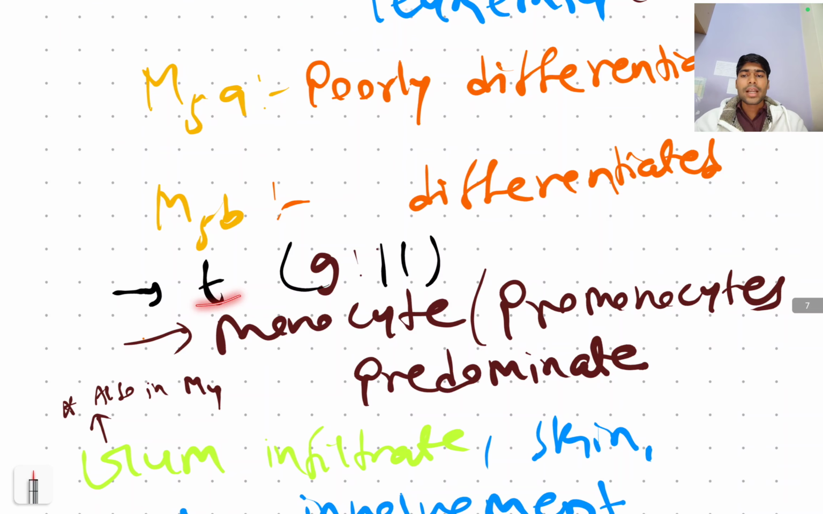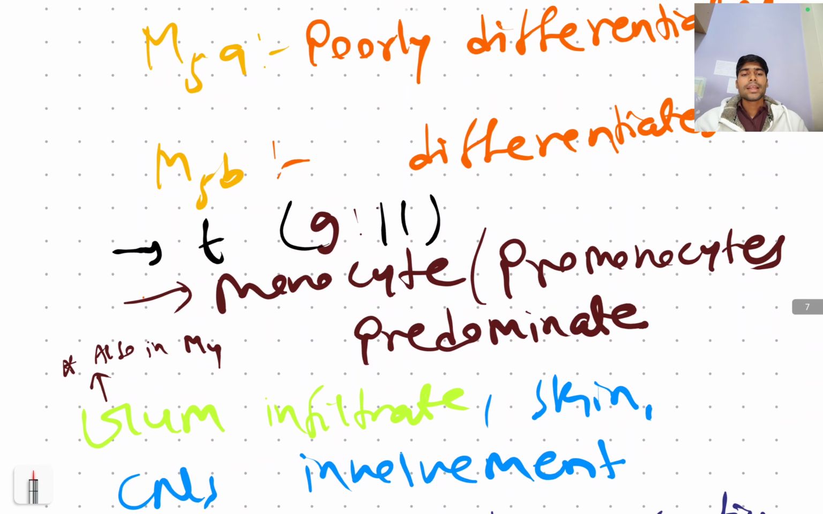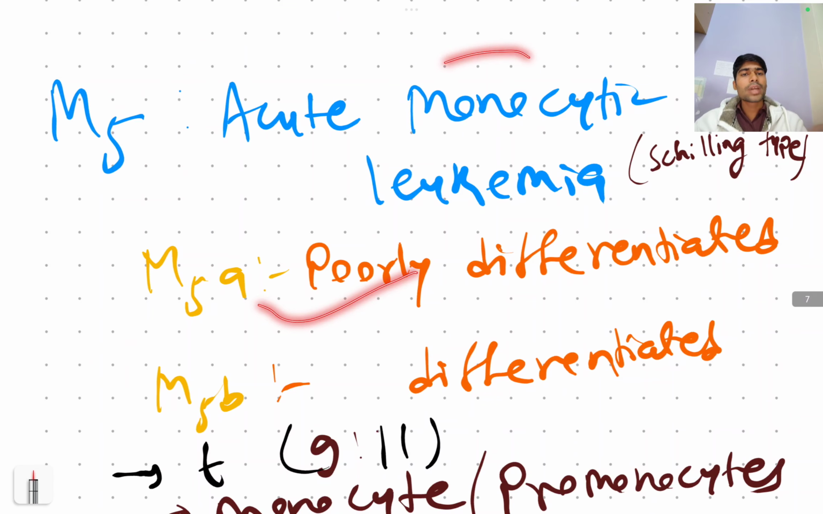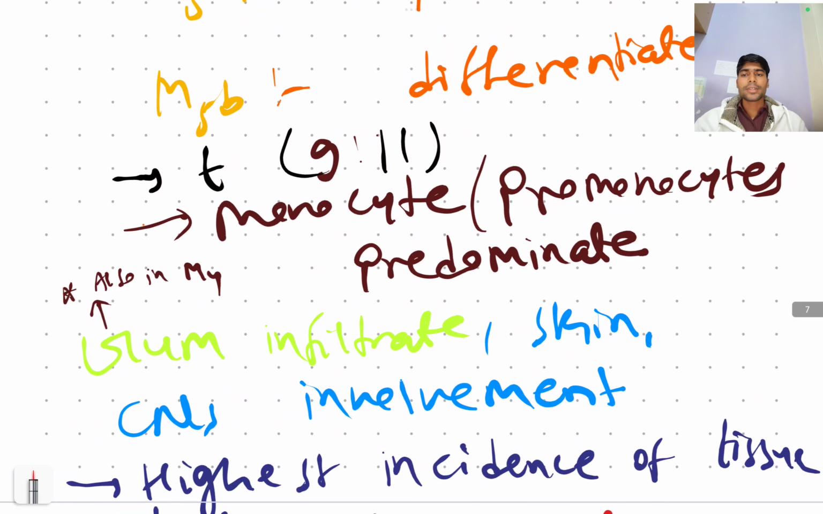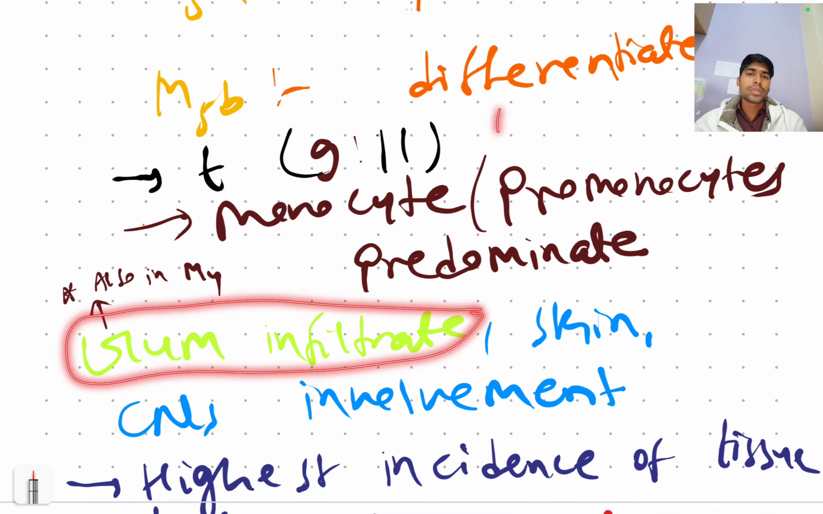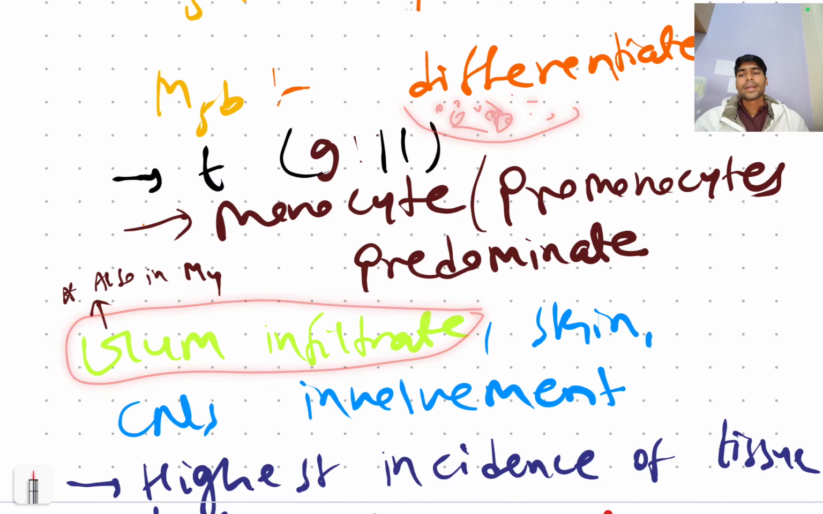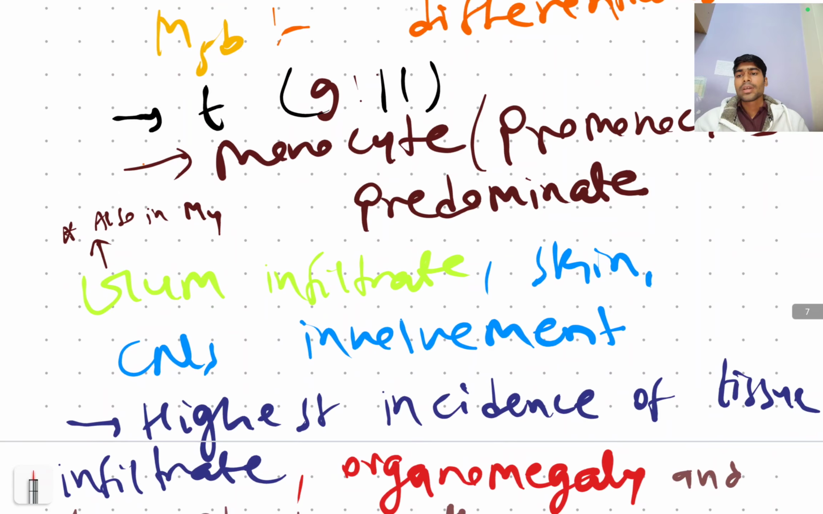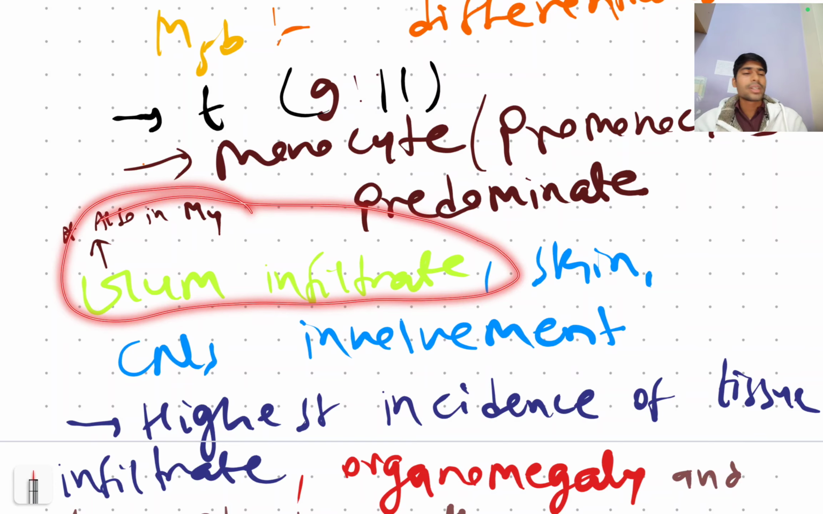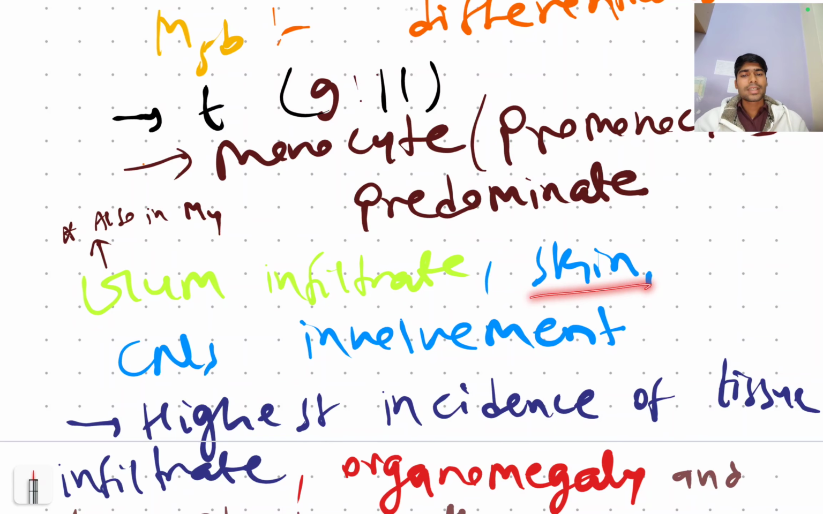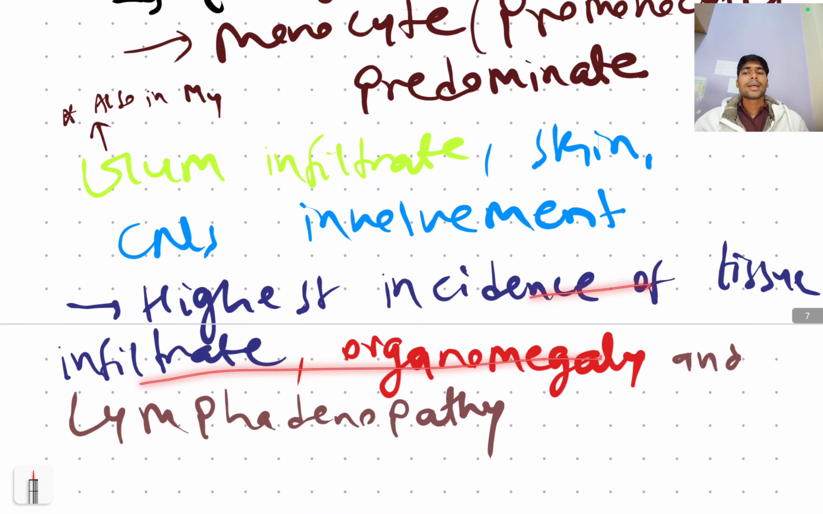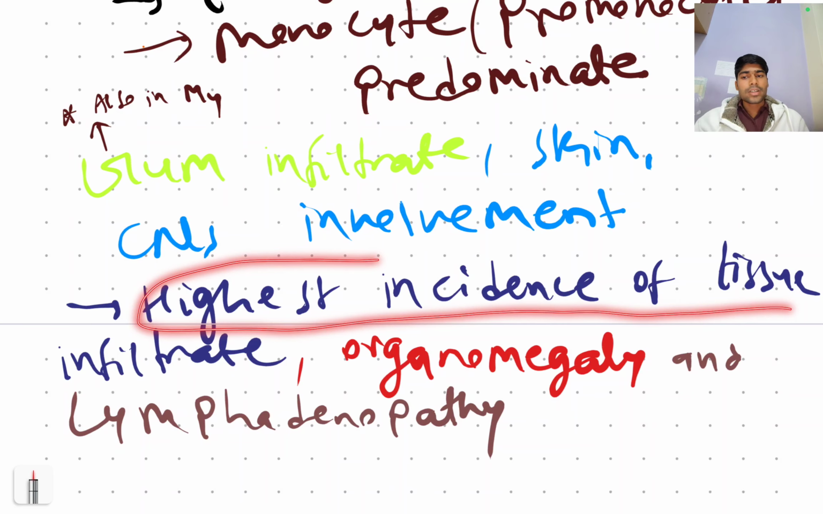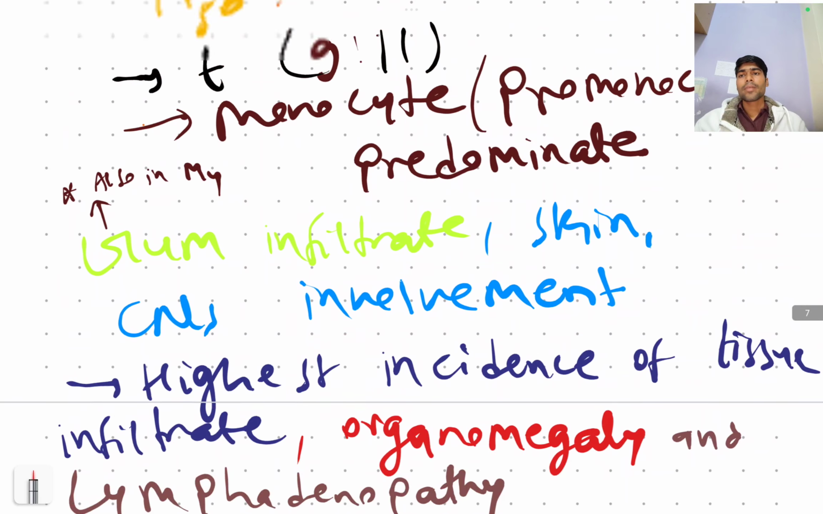Then after there is translocation of 9 is to 11, and then after monocyte is predominant. By the name you can say that. All right. And then after, what is seen here? So there is gum infiltrate, means if you see the person's gum, there will be granules. All right. And it may be swollen. And this gum infiltrate is also seen in M4. And then after skin and sinus involvement can be seen. And there is highest incidence of tissue infiltrate, organomegaly, and lymphadenopathy. All right. So this is all about M5.